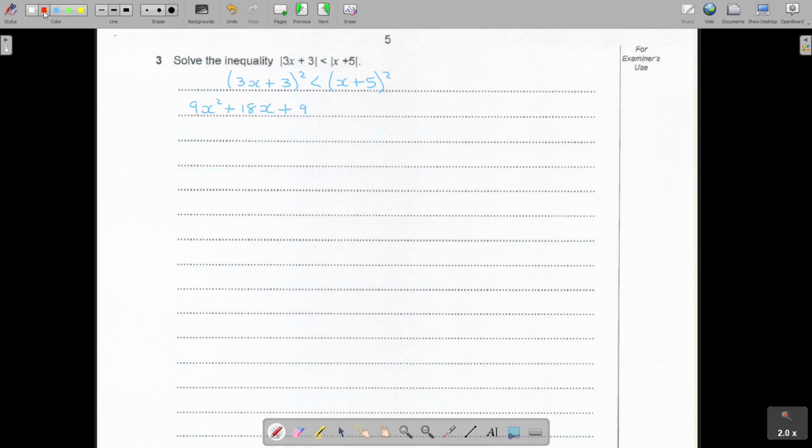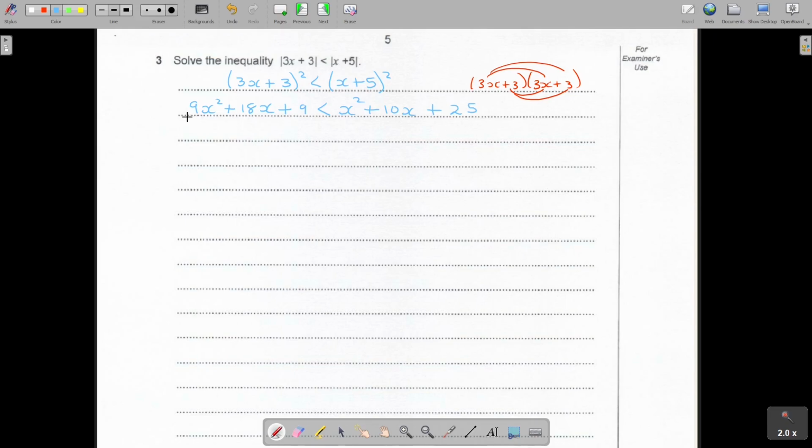Otherwise, as I said to you, go and just write it out here: 3x plus 3, 3x plus 3, and do it like you did it in grade 9. Okay, keep your sign. We do the same. So this is going to be x squared. This is 5x times 2, so it's 10x. 5 times 5 is 25.